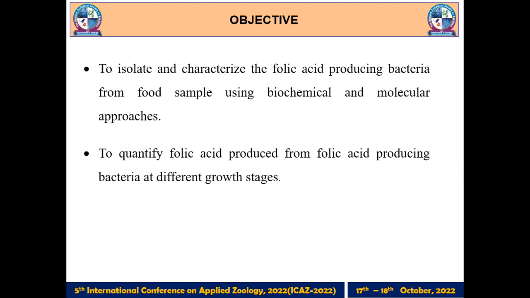So what are the objectives? The objective is isolation and characterization of folic acid producing bacteria from food samples by using biochemical and molecular approaches. The next step, after the biochemical and molecular analysis, is to quantify the folic acid production from those specific folic acid producing bacteria at different growth stages. Different growth stages means the four phases in which bacteria grow: lag phase, log phase, stationary phase, and the last one, decline phase. So at which phase are these bacteria producing folic acid, and how do we quantify the folic acid production of these bacterial isolates? For quantification, we are using two processes, and we will discuss them in the methodology section.